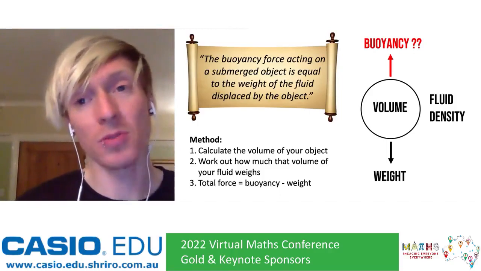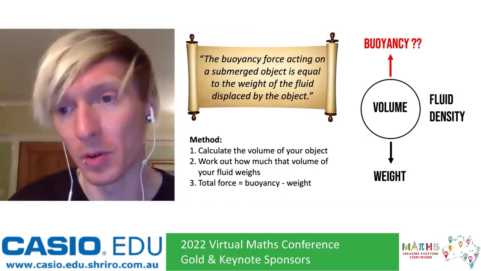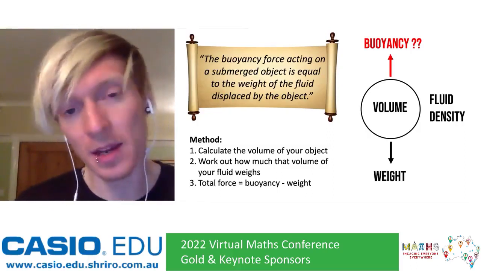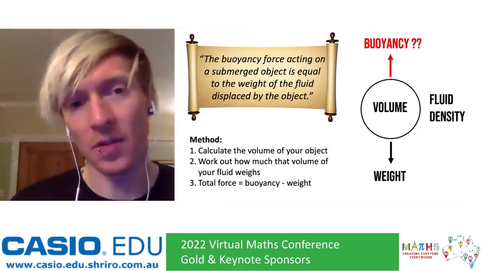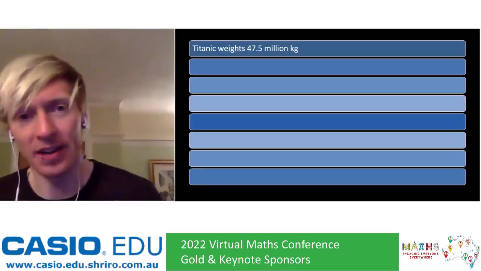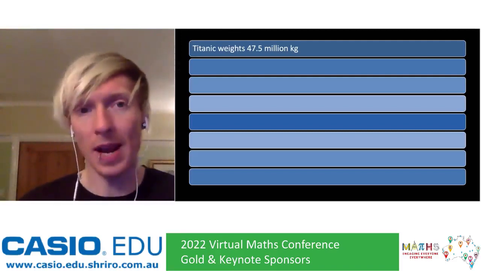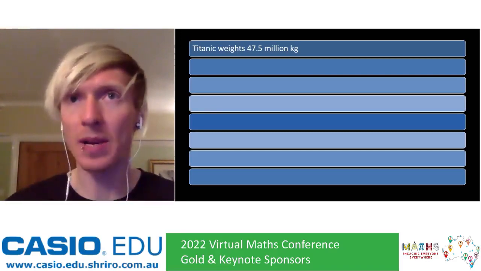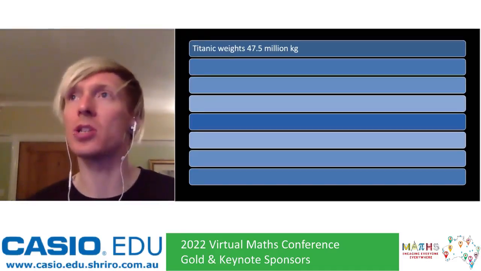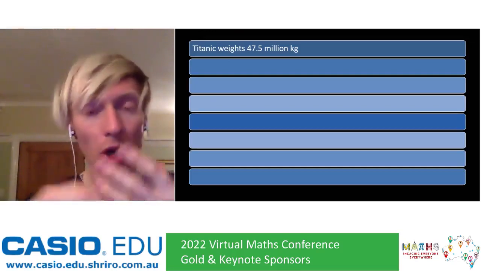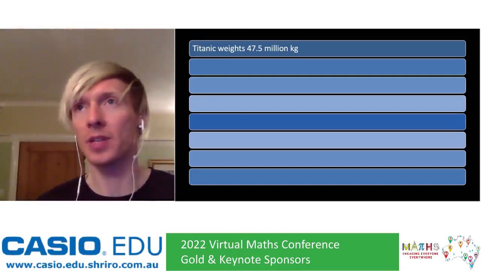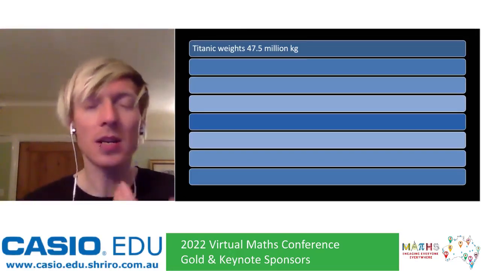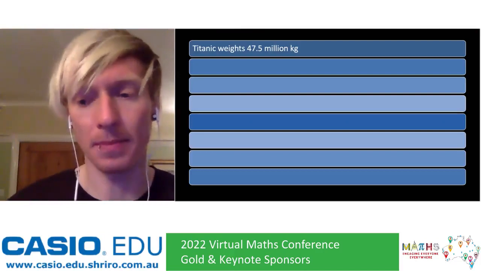Well, we need to work out the buoyancy force of a single ping pong ball, and then work out how many of those we need to have enough buoyancy to lift the Titanic. So the first thing, the Titanic weighs 47.5 million kilograms. We need to know the weight of the thing that we're trying to lift. It's a good place to start. Again, we now need to apply Archimedes' principle. So we need to know the buoyancy force, or the total force, on a ping pong ball. And in order to calculate that, we need to know the volume of a ping pong ball and the weight of a ping pong ball. So we need to know some properties of a ping pong ball.